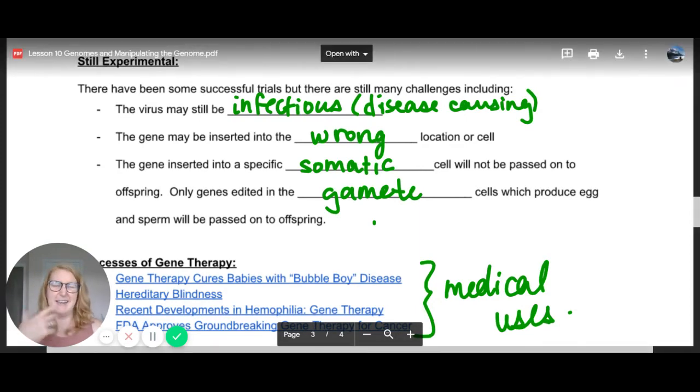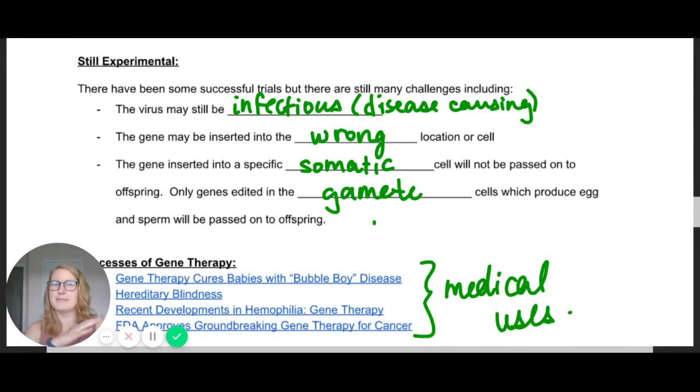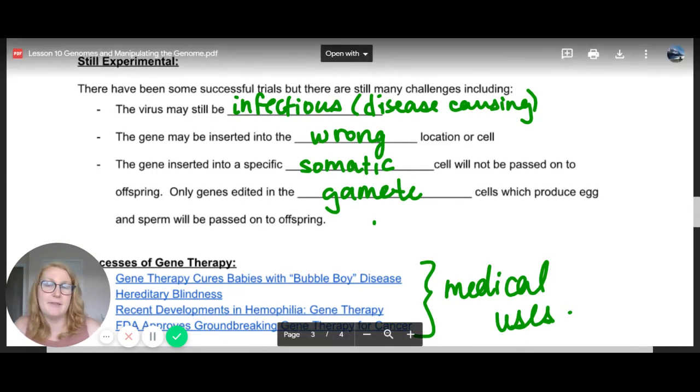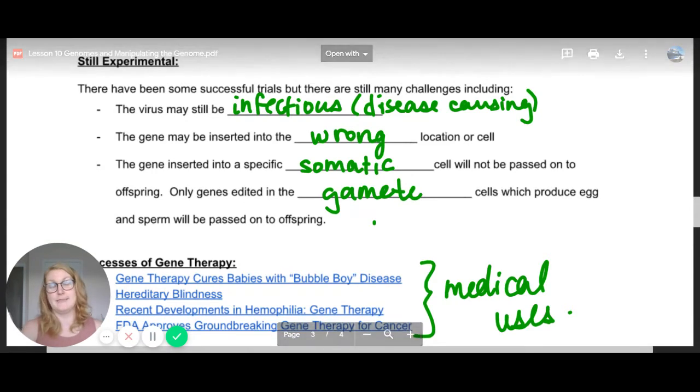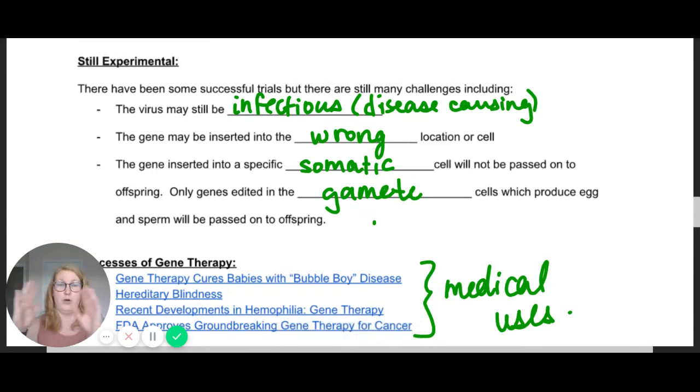But here's some problems with it. The virus might still be infectious. And so by putting it into a person, even though our goal is to modify a gene, we could actually make the person more sick. So that is an issue that scientists are trying to work out. How do we make sure that the virus does not cause illness, but does its intended goal? Secondly, it's possible that the virus infects the wrong cell or it puts the gene into the wrong place.